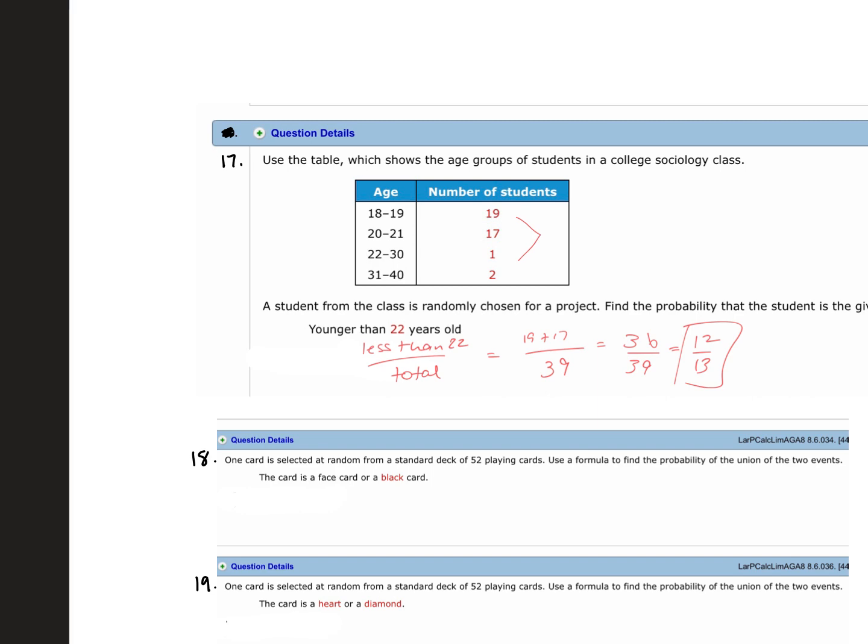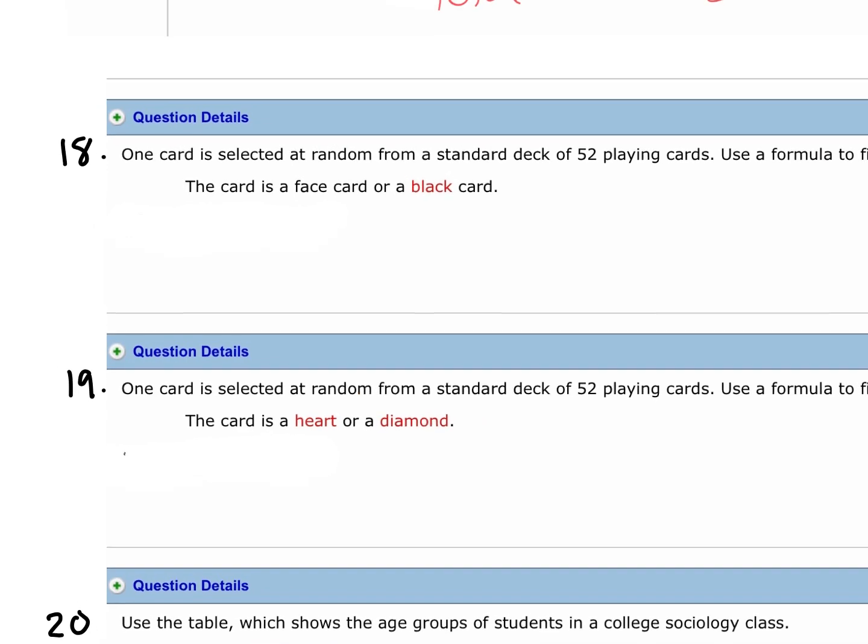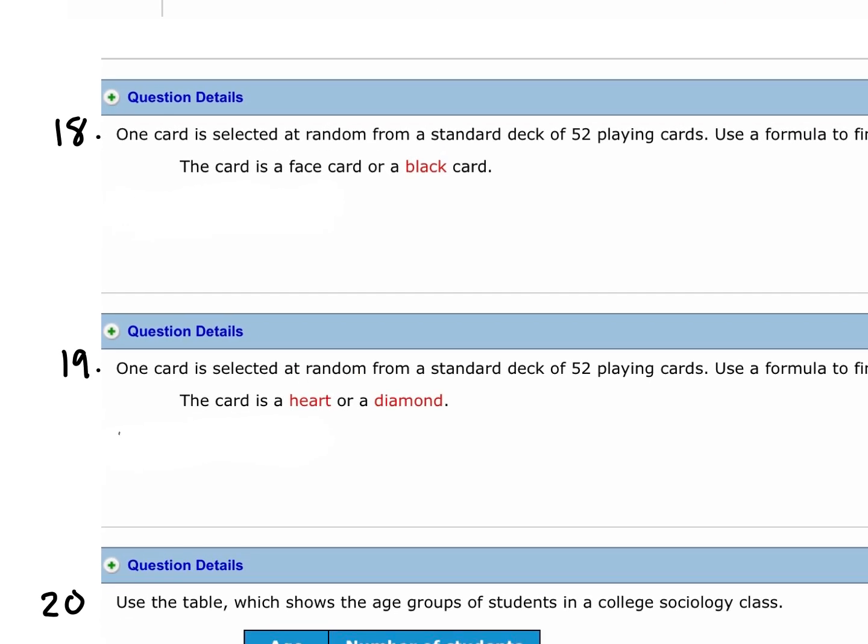Yeah? All right, we're going to get to some more card stuff. Mutually exclusive versus overlapping. So think about this. I want a card that has a face on it, or, what does that word or mean? Add a black card.